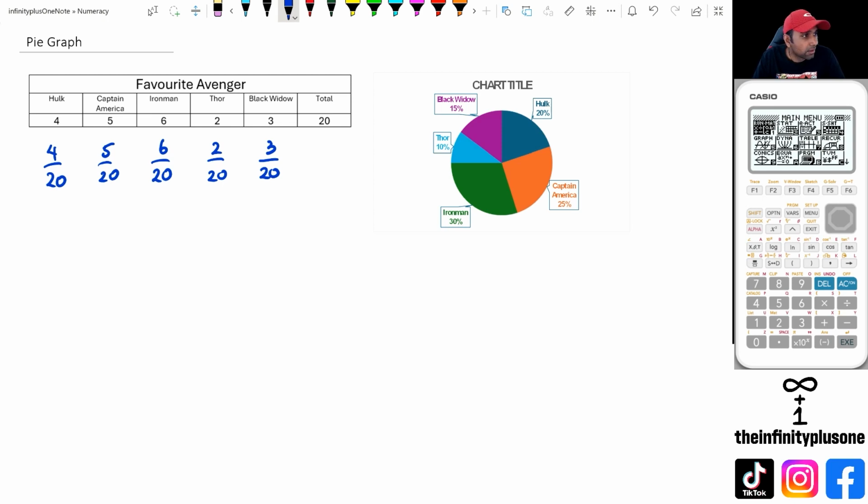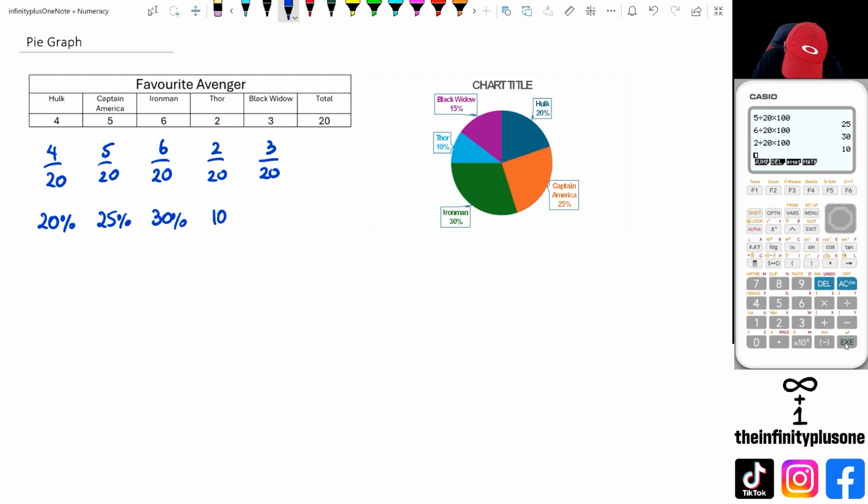To do that, I need to take each of those fractions and multiply it by 100. So if I do 4 divided by 20, multiplied by 100, I am going to get 20%. And if I do 5 divided by 20 times 100, I get 25%. 6 over 20 times 100, that's giving me 30%. And Thor is 2 out of 20, giving me 10%. And finally, Black Widow, we've got 3 out of 20 times 100, that's going to give me 15%.